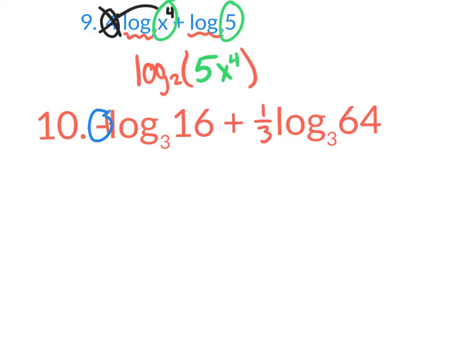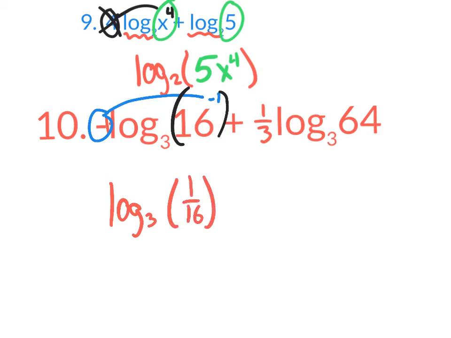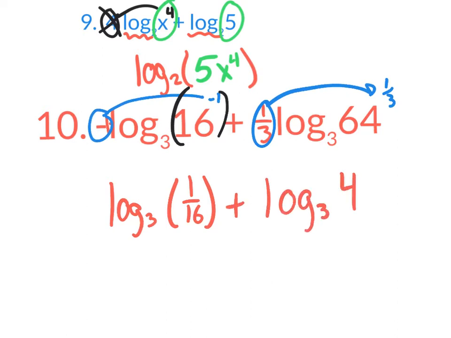So I could take this -1 and move it to be the power of 16, of base 16. So we do know that 16 to the -1 is really what? 1 over 16. So what I really have is log base 3 of 1 over 16. And on the other one, I want to move this 1/3 up. And that's really the third root of 64. And the third root of 64 is 4. 4 times 4 times 4 is 64. So I really have plus log base 3 of 4.